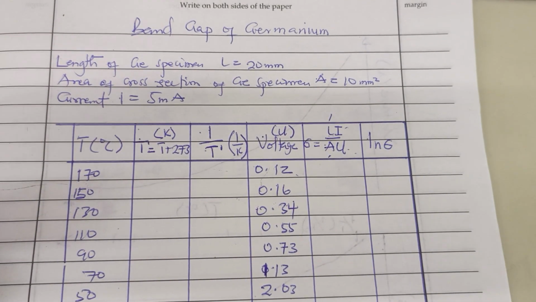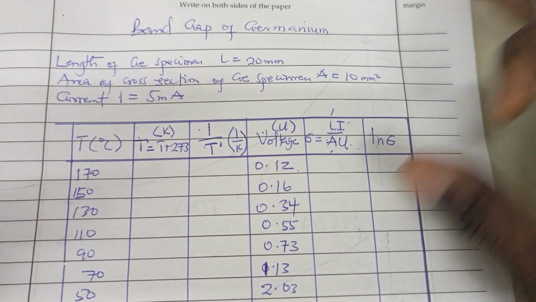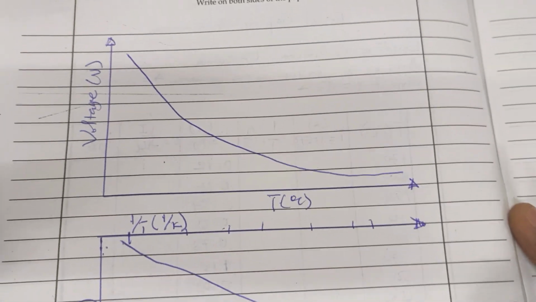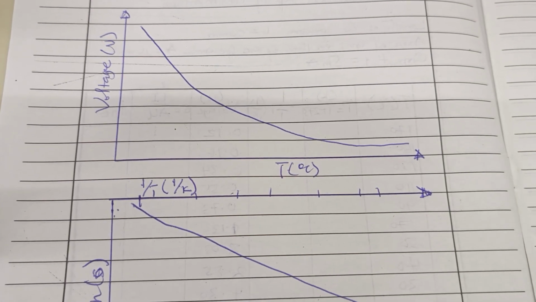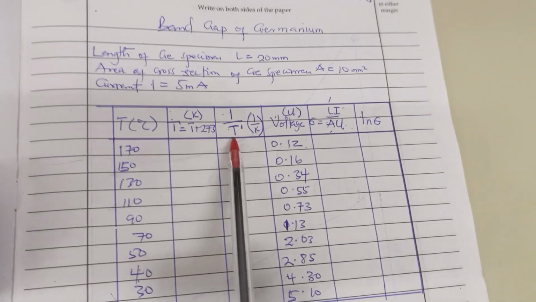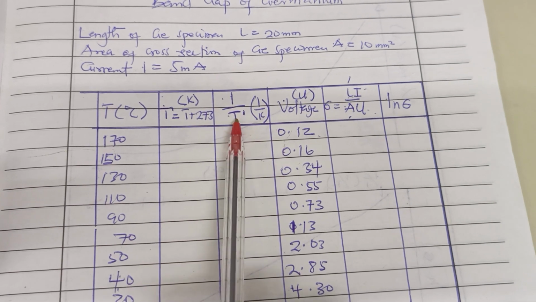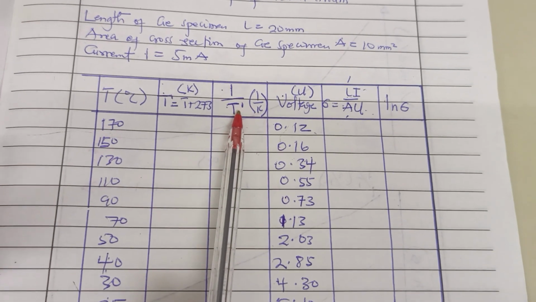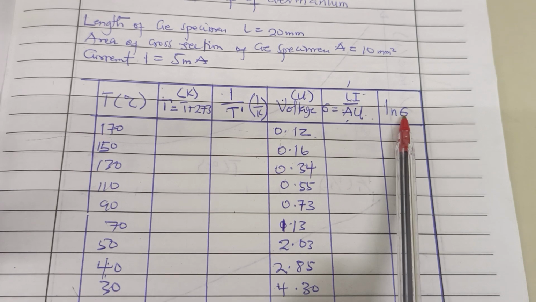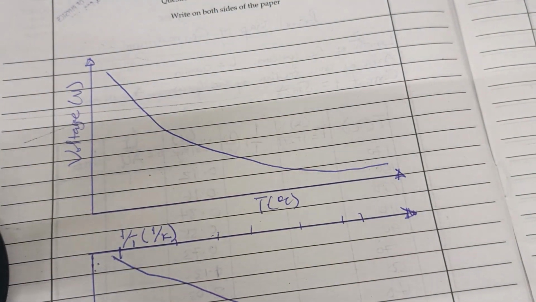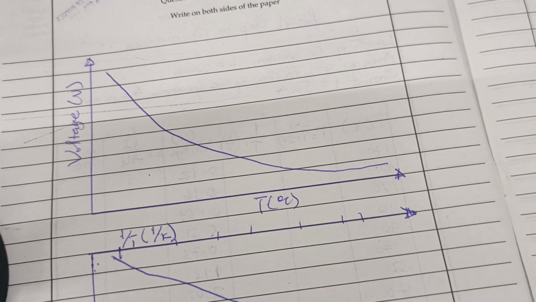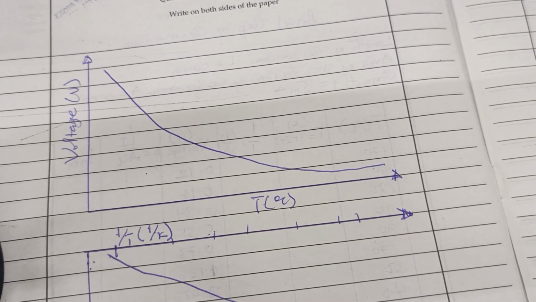Okay, now let's go to where we plot the graph. So let's look at how the graph will be. On this part, we are expecting to have two graphs. Now, if you remember the table, we have voltage here, 1 over the Kelvin here, ln here, and temperature here. So using this, we are expecting two graphs. One is a curve, a positive graph, which is a curve.